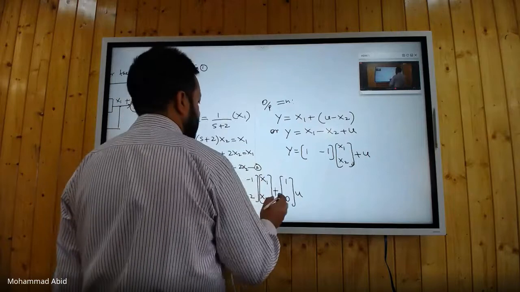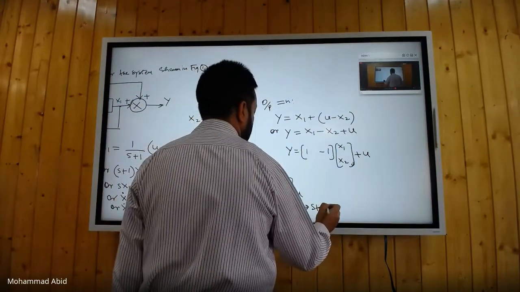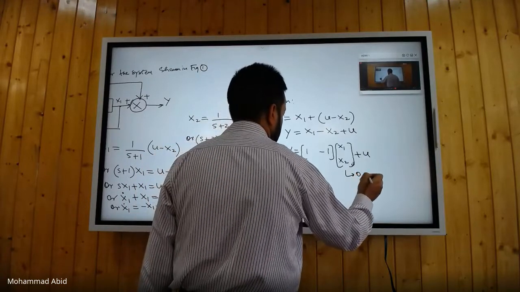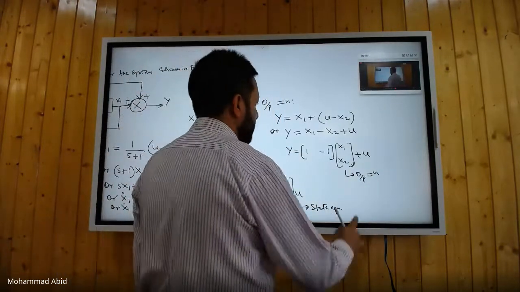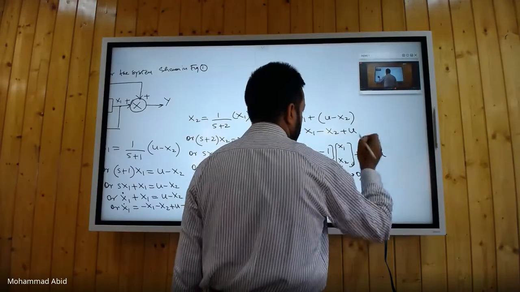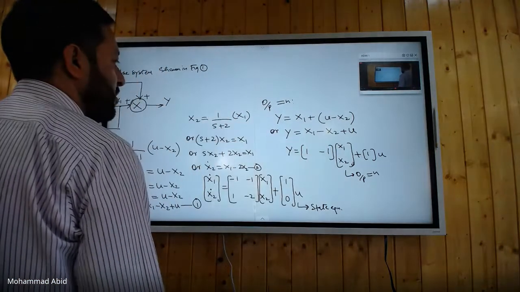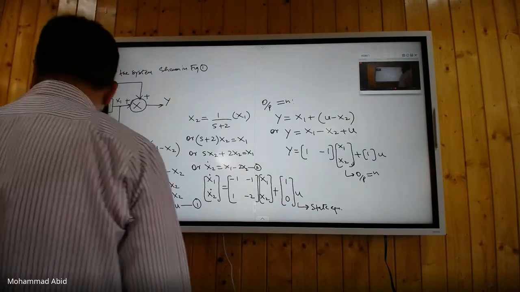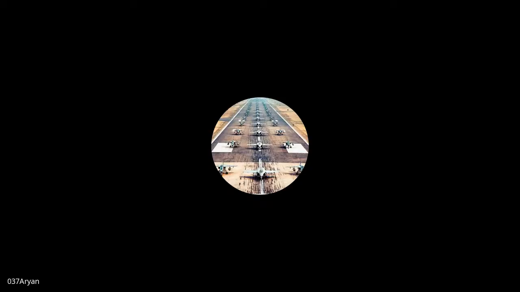So these two equations together, this is your state equation and this is your output equation. You can also write it like this, if you want, 1 into u. So this becomes your output equation. These two equations together make up the state model for the system. Is that okay? Is that clear to you? Yes, sir.